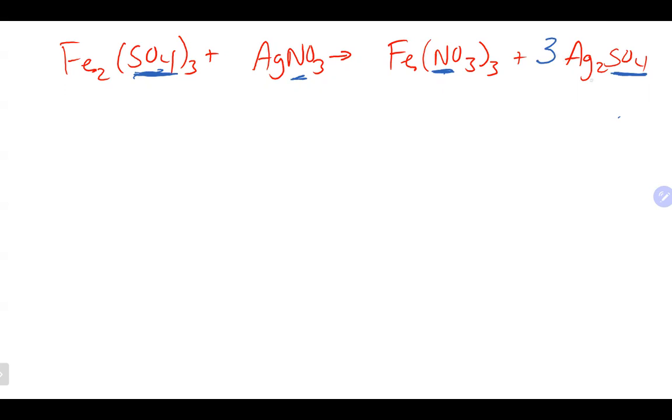When you do this approach, it pretty much tells you where to go next, which would be the silver in this case. I now have 6 silvers on the right, which means I need to go to the left and put a 6 in front of the silver. That fixes the silver, but now I need to go to nitrate. I now get 6 nitrates, and I can fix that by going to the right and putting a 2 there. That gives me 6 nitrates, and also gives me 2 iron, which is actually what I need anyway.